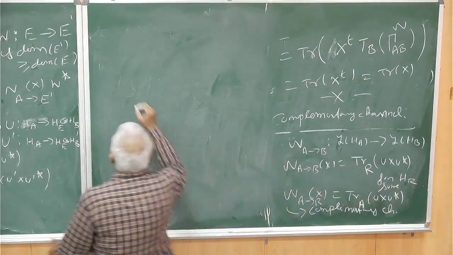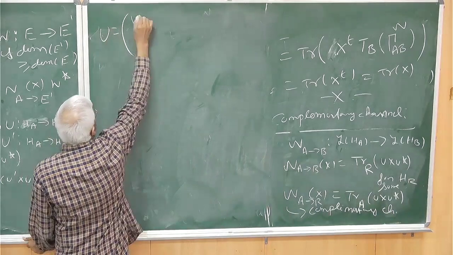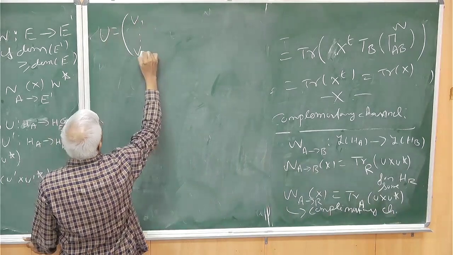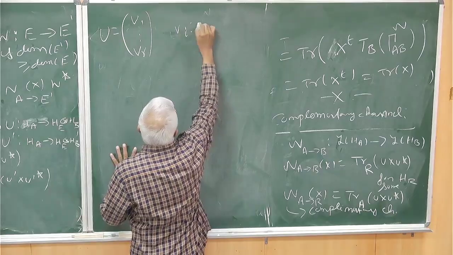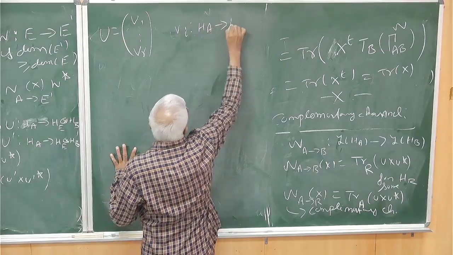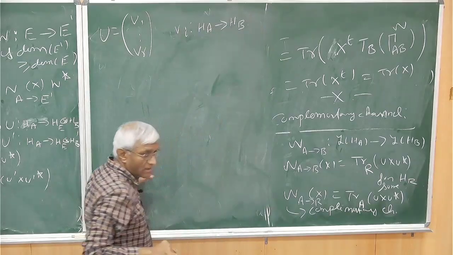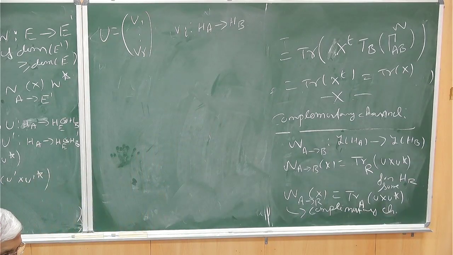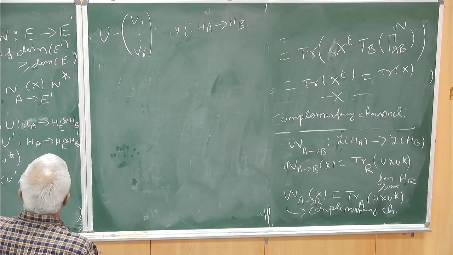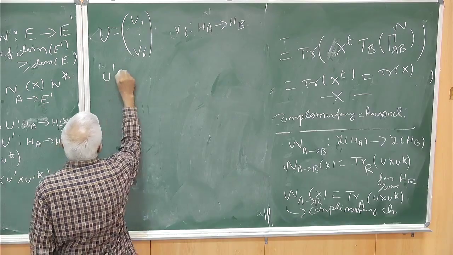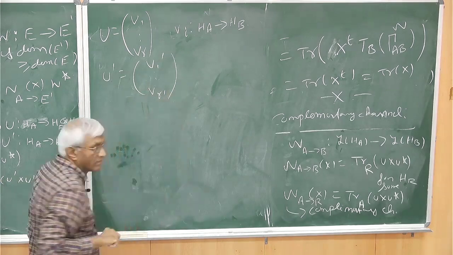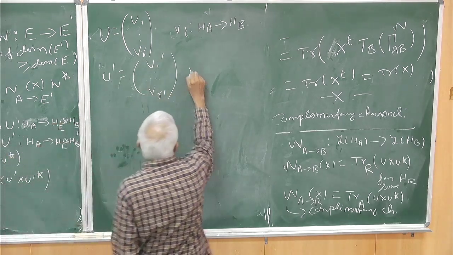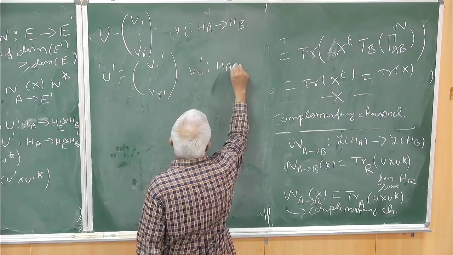U is equal to some matrix that looks like this, V1 up to VR, where each Vi is from HA to HB, for i equal to 1 to R. And we know that U prime is equal to V1 prime up to VR prime, where again each Vi prime is from HA to HB.